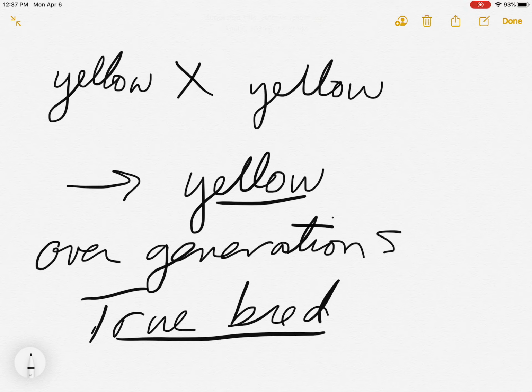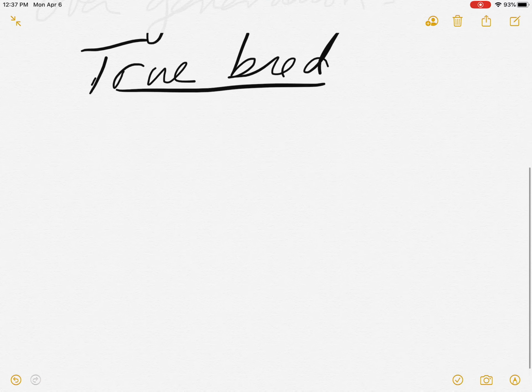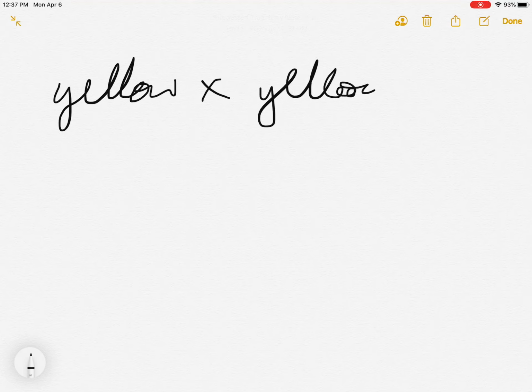But he also noticed something different. He noticed that sometimes a yellow crossed with another yellow had a chance of producing some green.